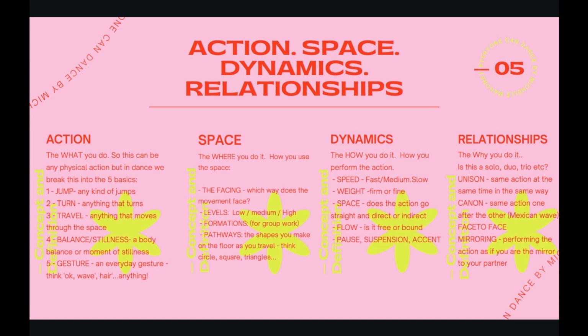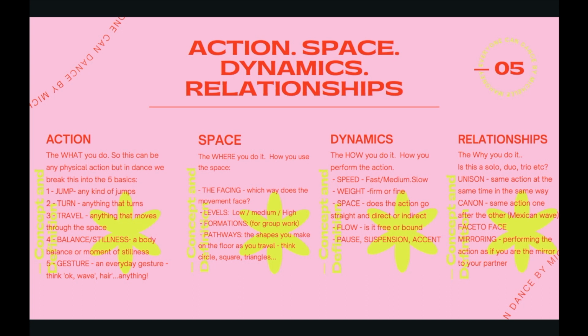Then you've got dynamics. So you've got action, what, space, where, dynamics, how, and that's how you do it. So you could take the same action, you could take a turn. You could do it on a low level, a medium and high level, so crouching, bent over and reaching up really high. And then you could change the dynamics. So one could be really fast, one could be quite slow, and one could be medium pace.